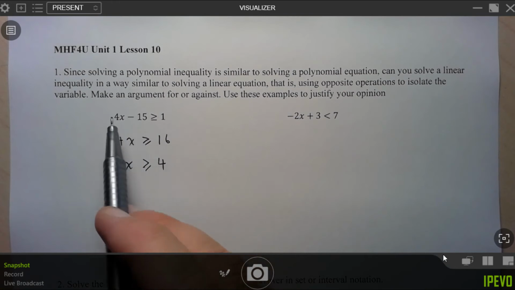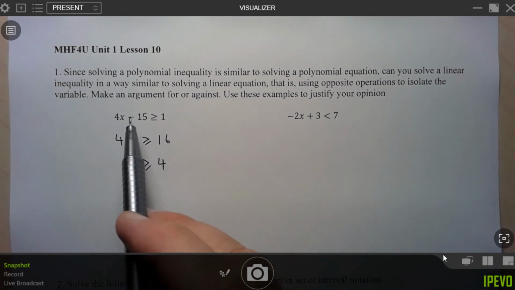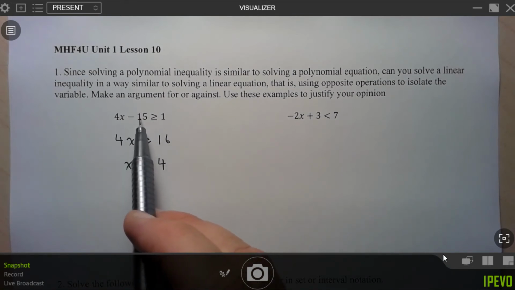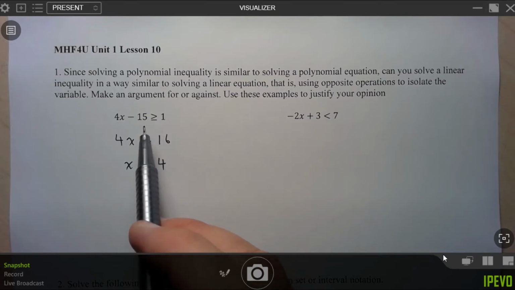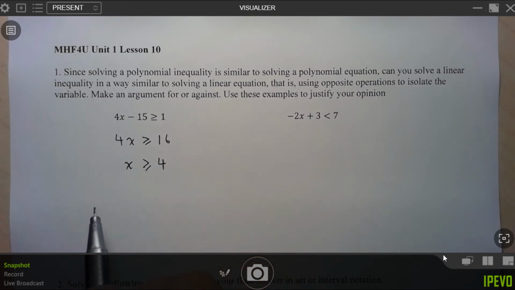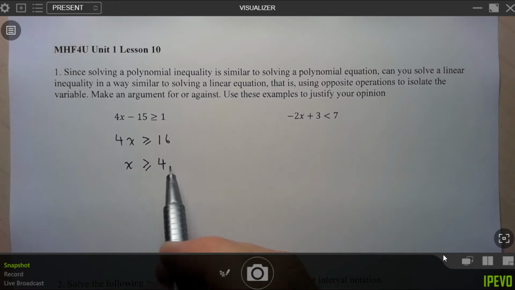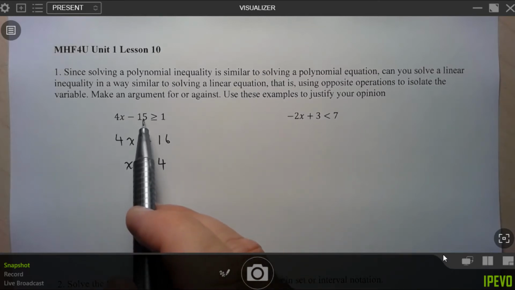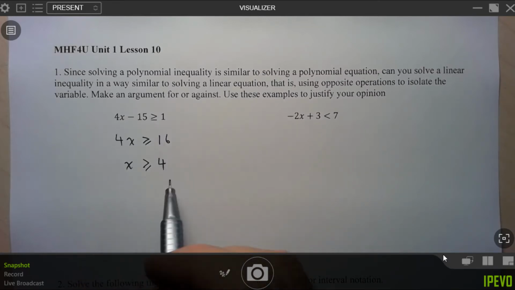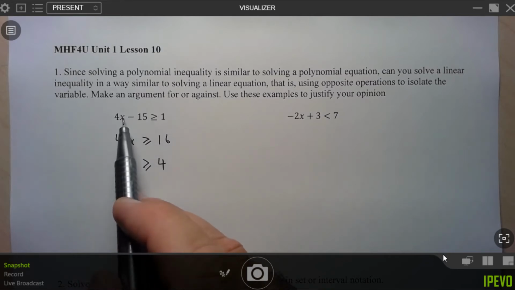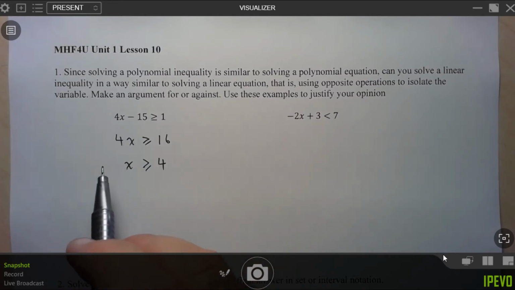Well, we kind of know that's going to work because 4 times 4 is 16 minus 15. Is that greater than or equal to 1? Yeah, it is because it's equal to. So that's included. Let's pick 5. 4 times 5 is 20 minus 15, which is still going to be greater than or equal to 1. Take 10. 4 times 10 is 40 minus 15. That's going to be greater than or equal to 1.